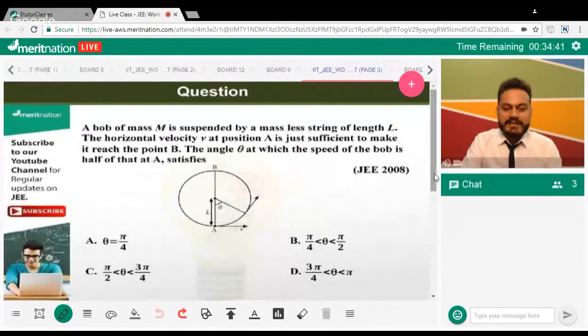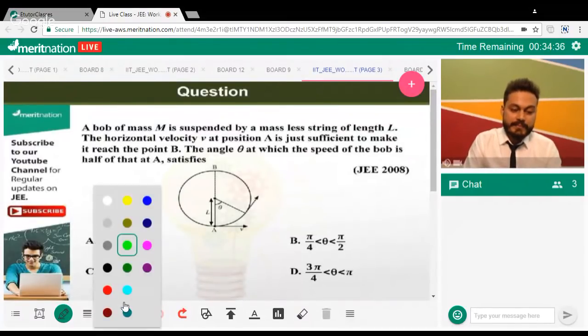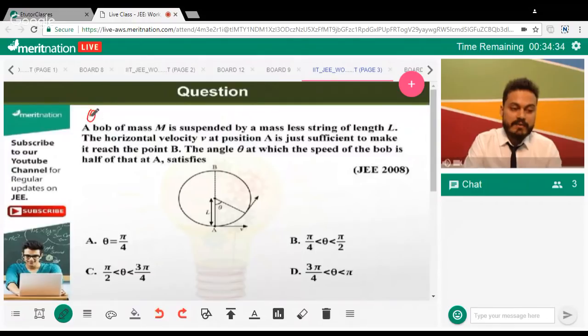Understood. Let's move to the next one, and this is a very important question, because it always comes. The same question is not going to come, but the concept will always be there.